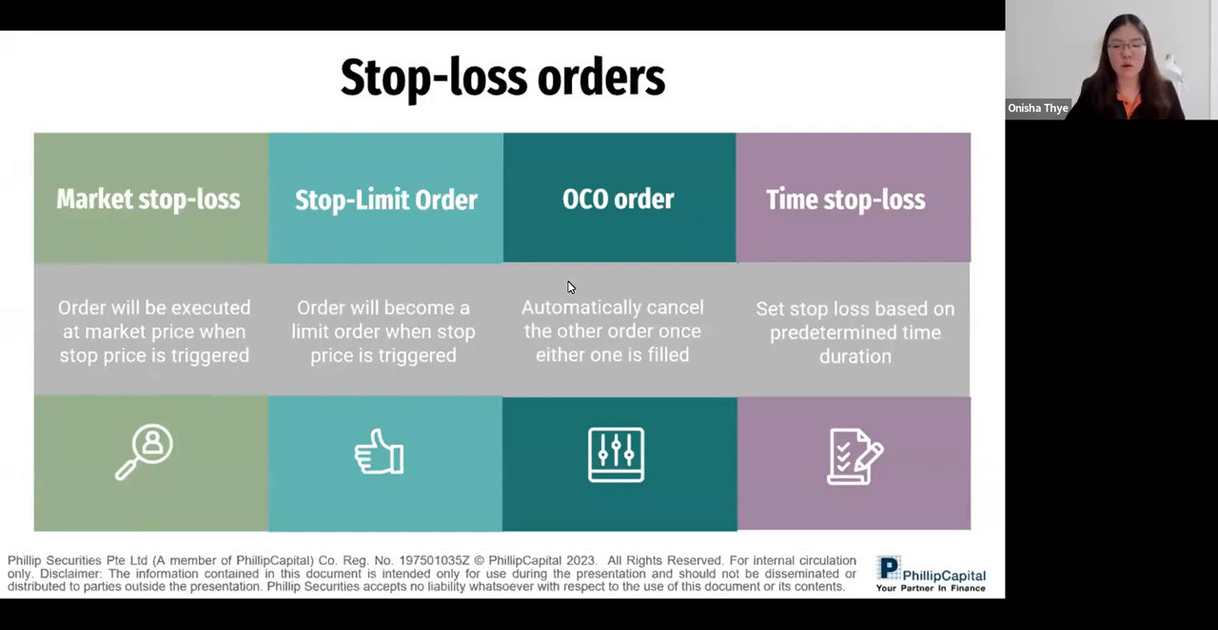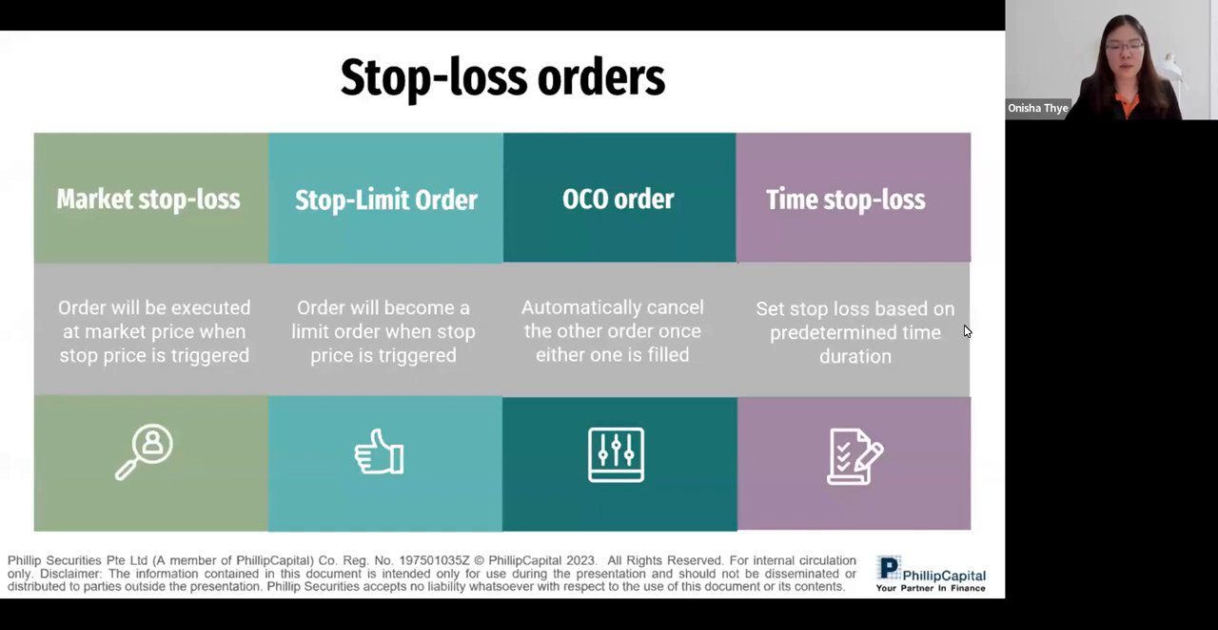So what does OCO order mean? That is one cancels the other. So automatically, for example, when you set a take profit and a stop loss, when the take profit is executed, your stop loss will automatically expire. So this is what it means by OCO.